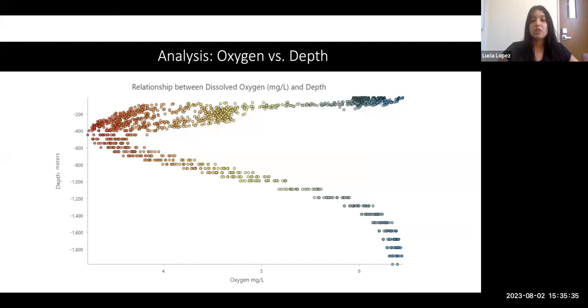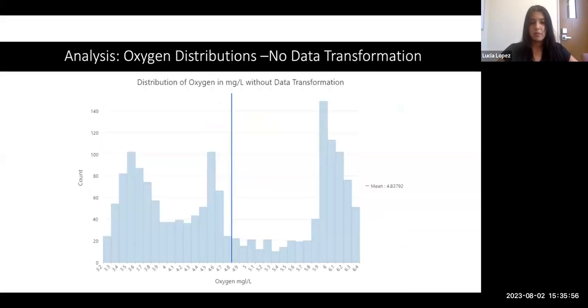So looking at the relationship between oxygen and depth, you can see that above 200 meters, there's more oxygen. And then as you get to 400 meters, it starts to decrease, or it gets to its lowest point there. And as you get even lower in depth, oxygen increases once again. And that's mechanisms of the oceans that I can touch on later.